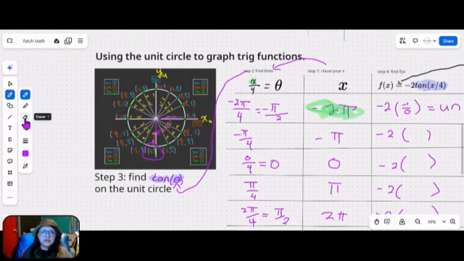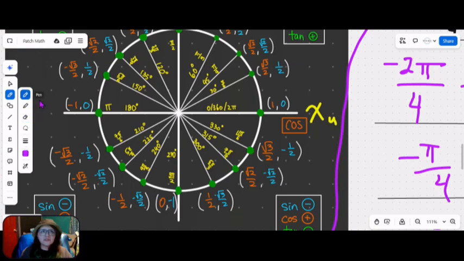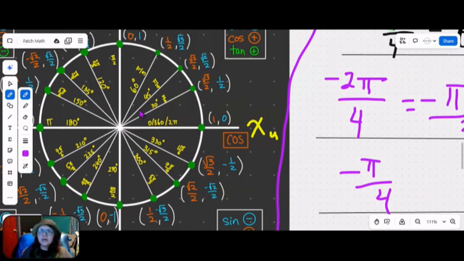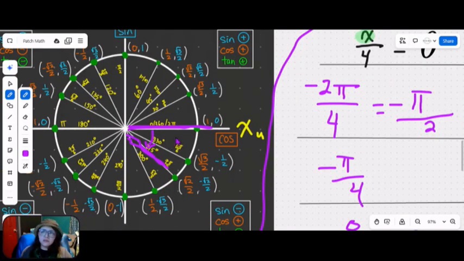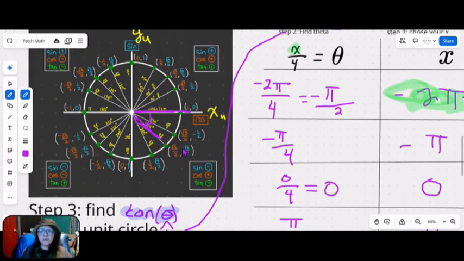The next one is -pi over 4. Again, I'm just going to do the coterminal angle. This is just a quick way of finding coterminal angles. You find the positive version of it here, and then reflect it across to get the negative version of it. That's one of the quickest ways to do that. This is the negative version of pi over 4, negative pi over 4. We're going to do the same thing.